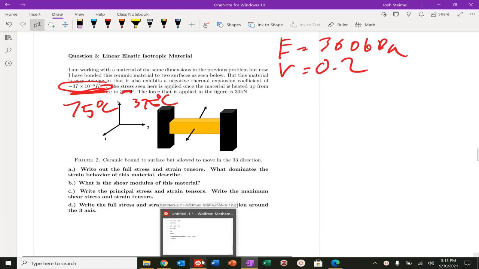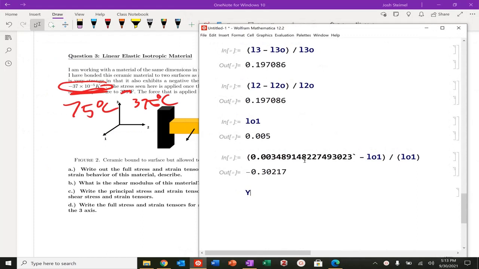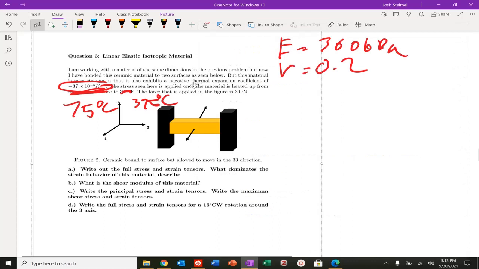As we work through this problem, let's go ahead and write our values down. My Y is equal to 300 times 10 to the 9. My nu is equal to 0.2. And finally, my alpha equals minus 37 times 10 to the minus 5. So I've got that thermal expansion coefficient. I also have a force applied in the 1, 1, and I'm constrained in the 2, 2.